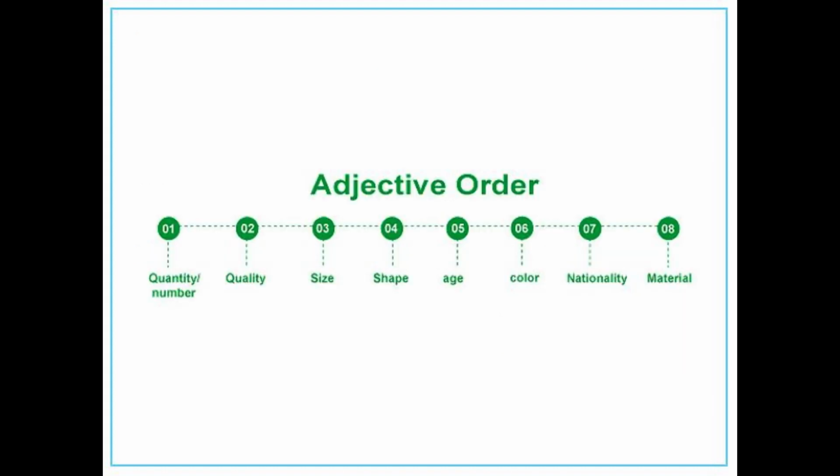This is the order and sequence in which we place adjectives whenever we have to use more than one adjective in a sentence, whether it is in speaking or it is in writing. So remember, first comes quantity, then comes quality, then comes size, then comes shape, then age, then color, then nationality, and then material.